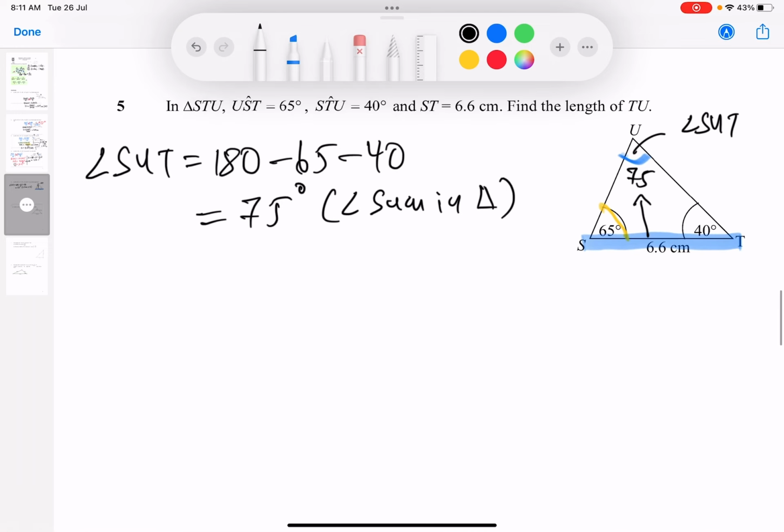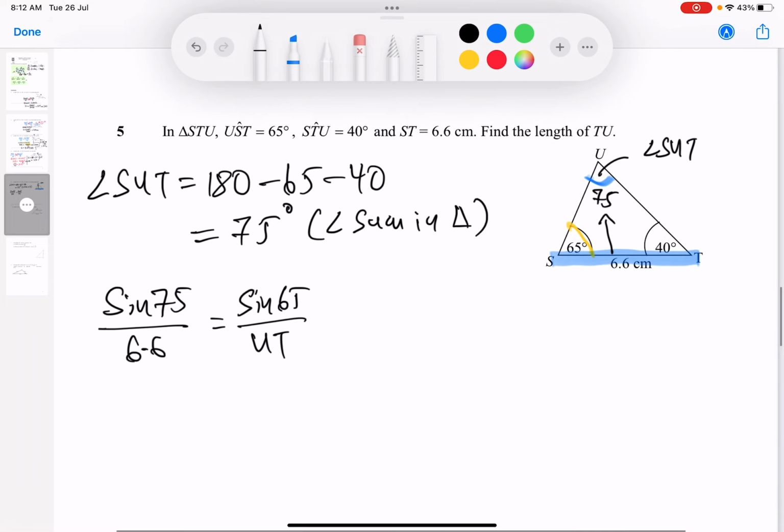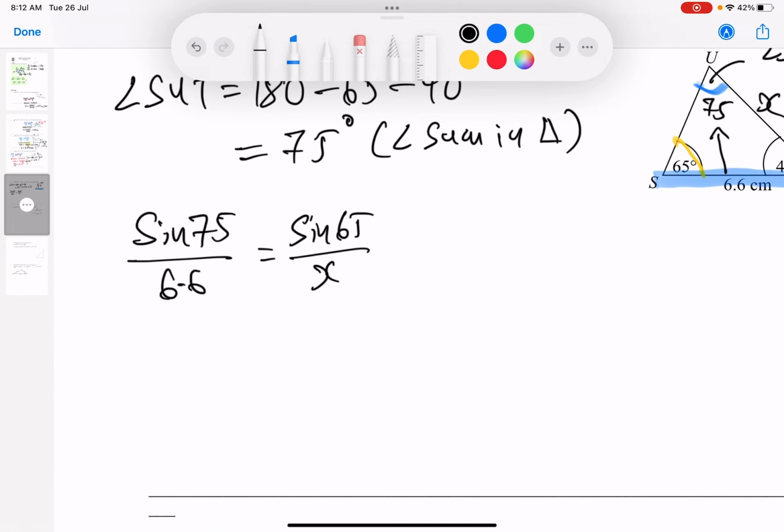So straight away, I can write down this relationship. Sine of 75 over 6.6 will be equal to sine 65 divided by the length of UT, which is what I want to find. But letting it be UT can sometimes be very confusing because it seems as if there are two variables over here. So what I usually do for myself is let what I want to find be X. So here I can just replace it with X because it's a little bit more natural for me personally. But it's fine if you want to leave it as UT, or TU.